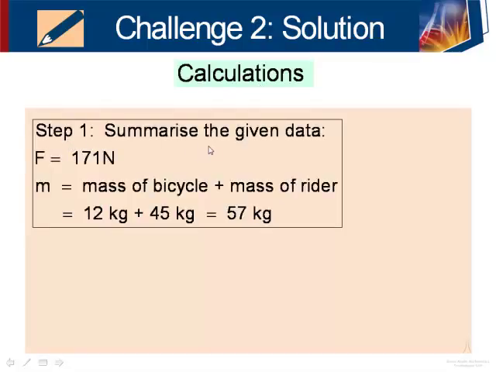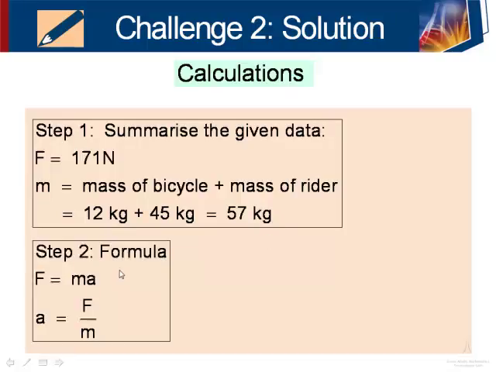The first step is to summarize the given data. Remember to read your question very carefully, underline the keywords, and summarize the data. Here we see the applied force is 171 newtons. The mass, remember, is the mass of the bicycle plus the mass of the rider, so we need the total mass. Mass is 12 kilograms of the bicycle plus 45 kilograms of the rider, and we get a total mass of 57 kilograms. Now remember, the question has asked to calculate acceleration, so we need to look at our data sheet and see which equation we can use.